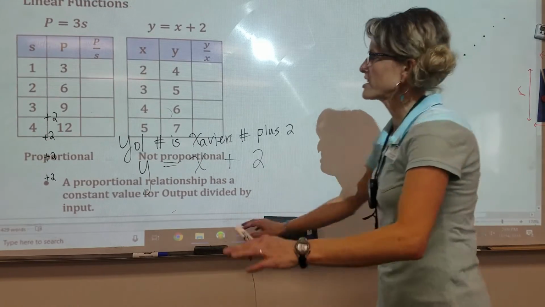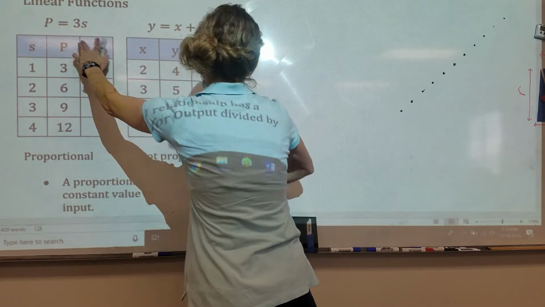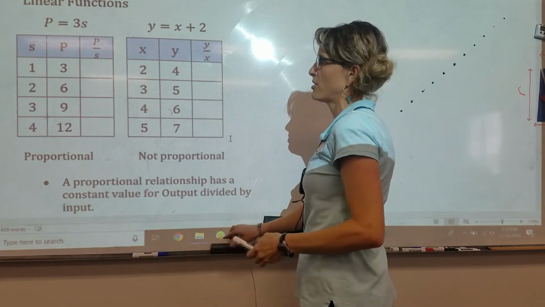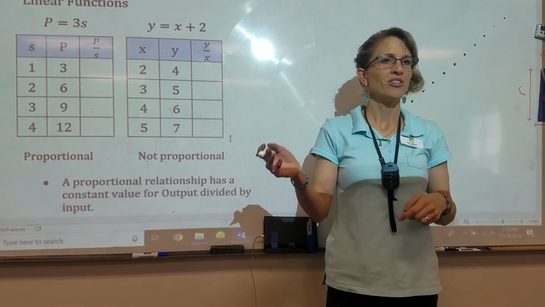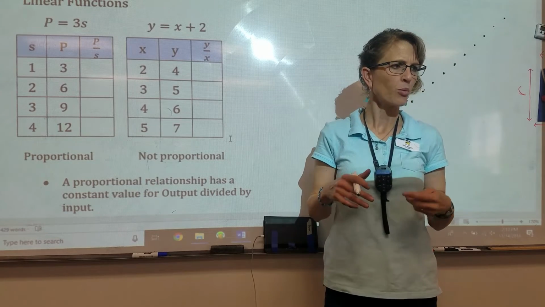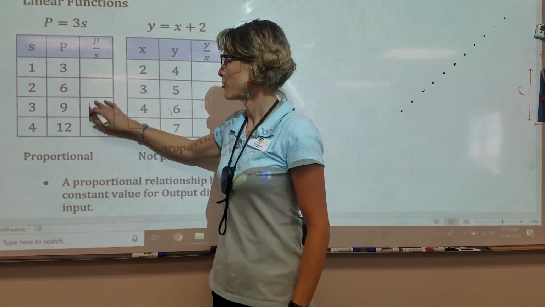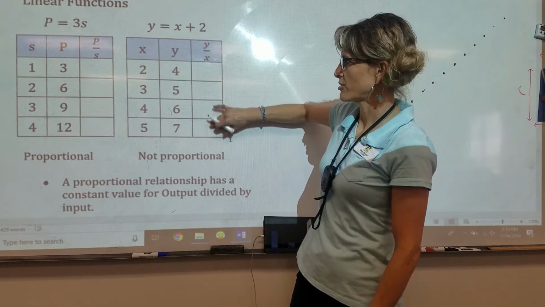Okay, so we've had 2 examples. We had the triangle one, the perimeter one. We had Yolanda's and Xavier's example. We're going to look at another feature of their tables: output divided by input. It's a certain ratio and it means something special. We're going to see what that ratio is and compare this output divided by input to this output divided by input, see what we get.